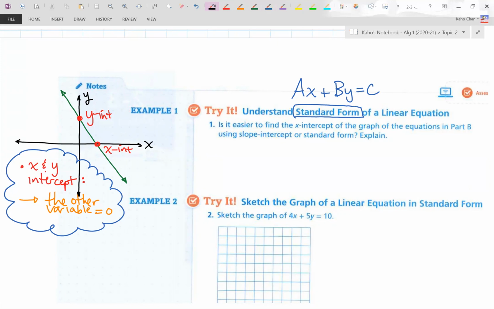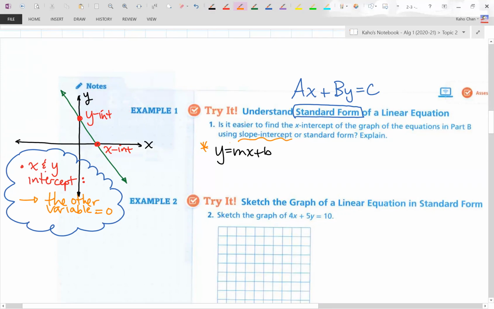So let's write down the slope-intercept form to compare. y equals mx plus b. That is the slope-intercept form. And if you compare it to the standard form, question is, which one is easier?